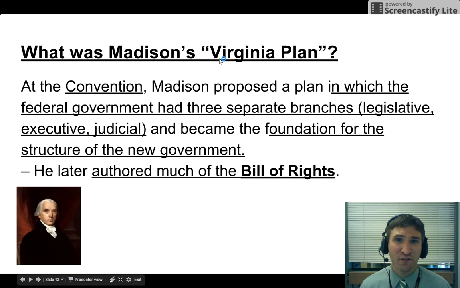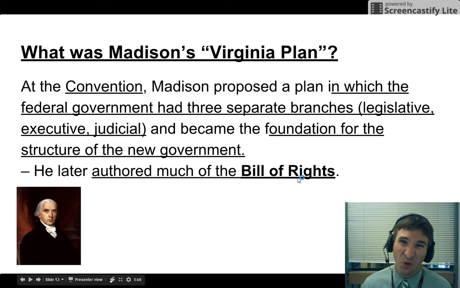What was Madison's Virginia plan? This man had a plan, and he's from Virginia. He represented Virginia, so it's called the Virginia Plan. At the convention, Madison proposed a plan in which the federal government had 3 separate branches: legislative, executive, judicial, and this became the foundation for the structure of the new government. He later authored much of the Bill of Rights.